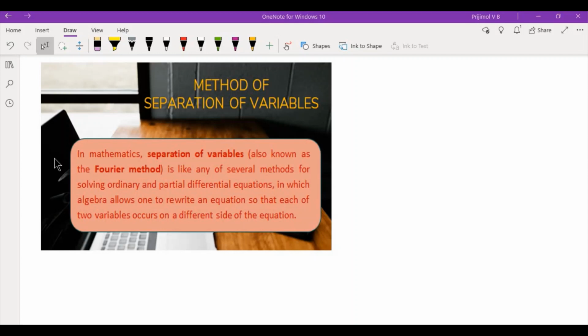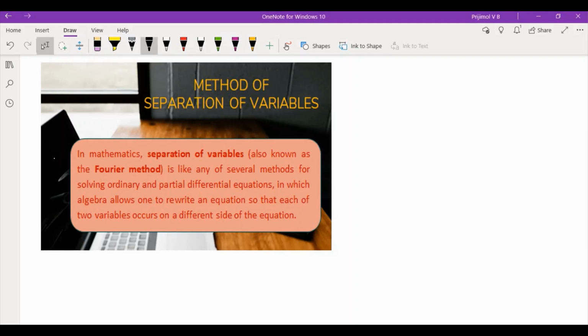Hi all, in this video I am about to explain the method of separation of variables. It is just like any of the several methods used in solving ordinary and partial differential equations, where algebra allows one to write the equation so that the two variables occur on different sides of the equation.